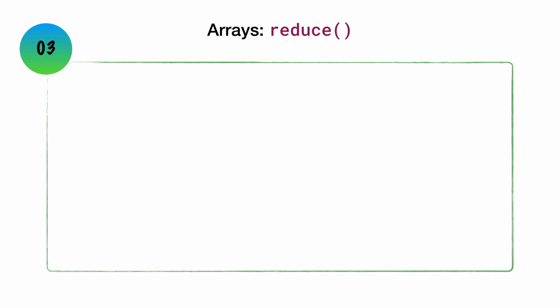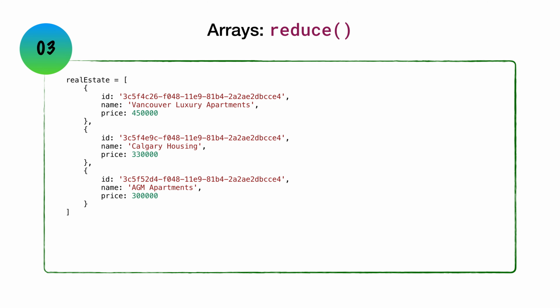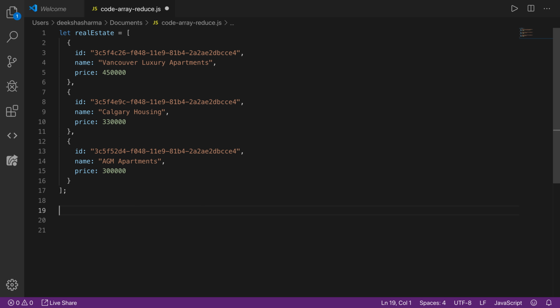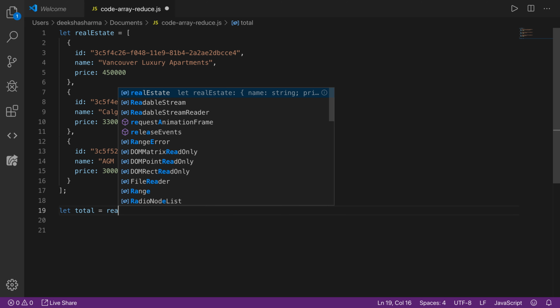Let's look at another example. We have an array, real estate, containing objects, and each object contains an ID, name, and price for a property. Now our goal is to get the average price of the properties in the real estate array, which should give us back the result of 360K average. On the editor, we already have the real estate array. In order to calculate the average, let's have the total first.